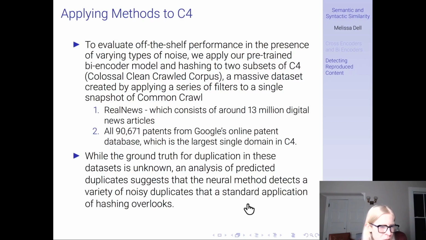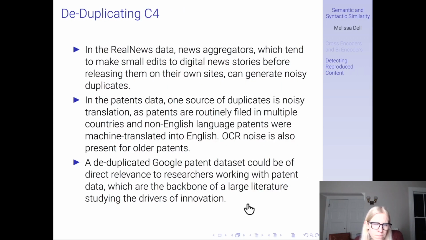But what we do is apply our model off the shelf, and then look at the output and see if we're detecting true duplicates that hashing overlooks, and to see, with a random sample, what types of false positives those methods are finding.